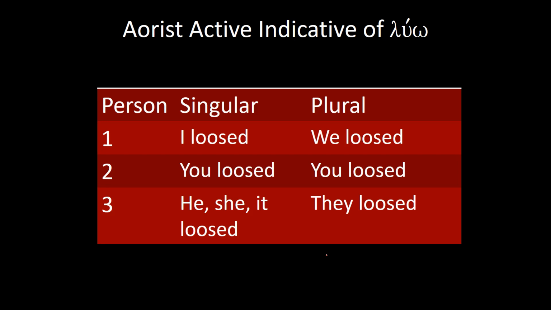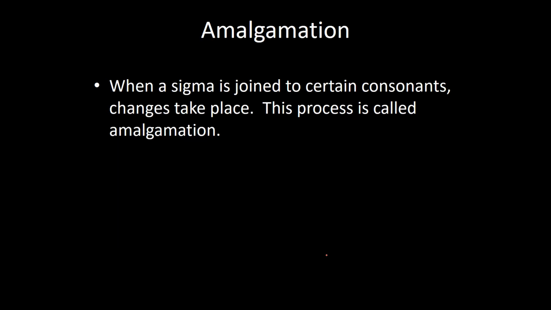Do you remember how we translated the imperfect? I was loosing. That was action in progress. That was imperfect. The aorist, this one right here, simple past tense. I loosed. No comment on the action. When you studied future tense, remember when we said that sometimes when sigma bumps into other letters, certain changes take place? This was a process called amalgamation. Well, let's review those rules because the same things happen when the sigma from sigma alpha bumps into other letters. So we have pi, beta, or phi plus sigma equals psi.